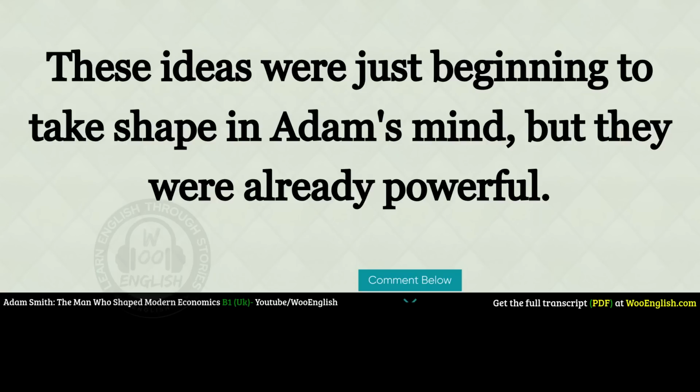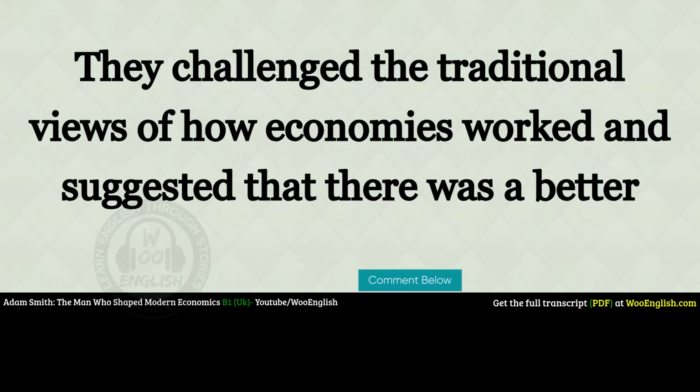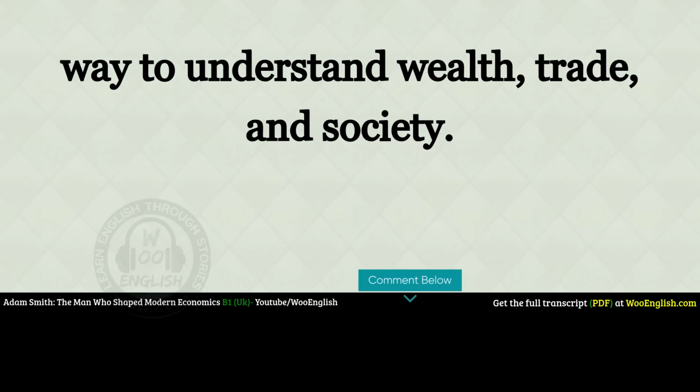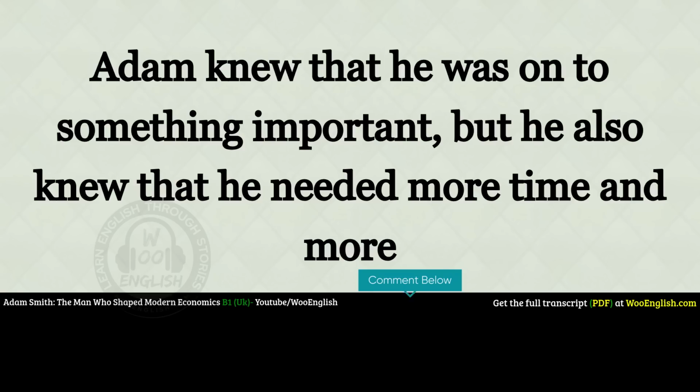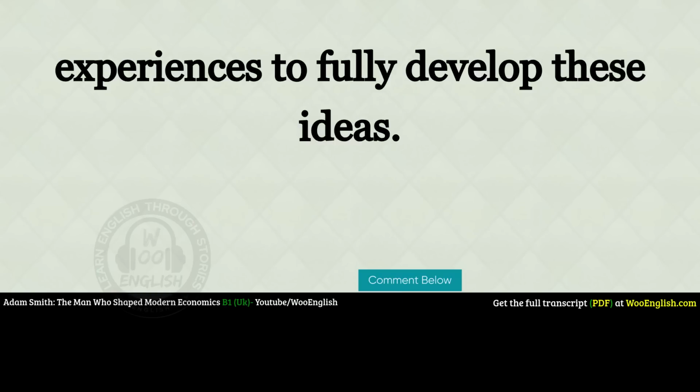These ideas were just beginning to take shape in Adam's mind, but they were already powerful. They challenged the traditional views of how economies worked and suggested that there was a better way to understand wealth, trade, and society. Adam knew that he was onto something important, but he also knew that he needed more time and more experiences to fully develop these ideas.